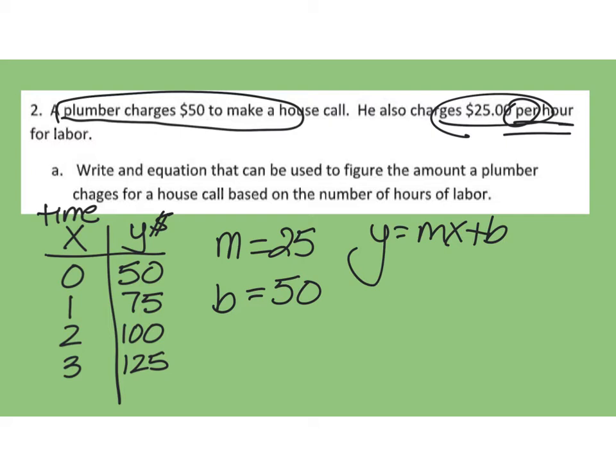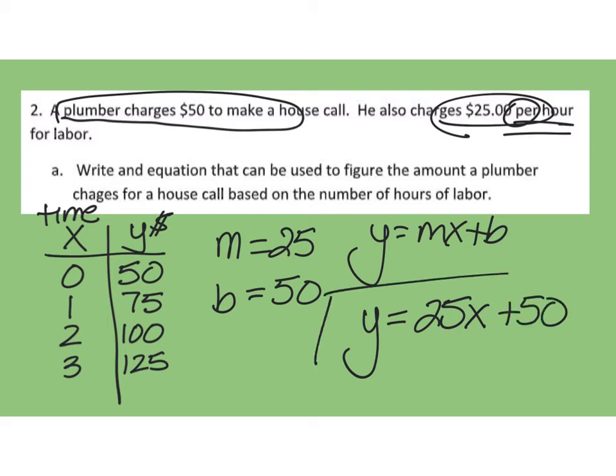All right, so now we know what we need. So we have y equals 25x plus 50. This equation would represent the plumber and his charges for labor.